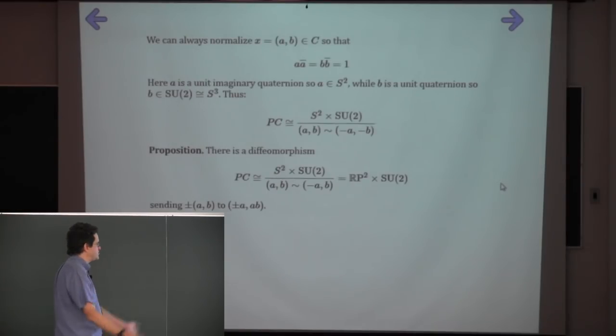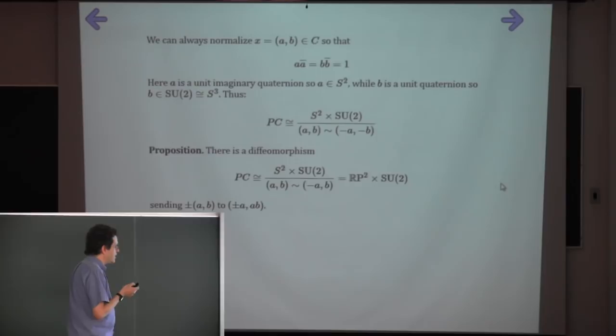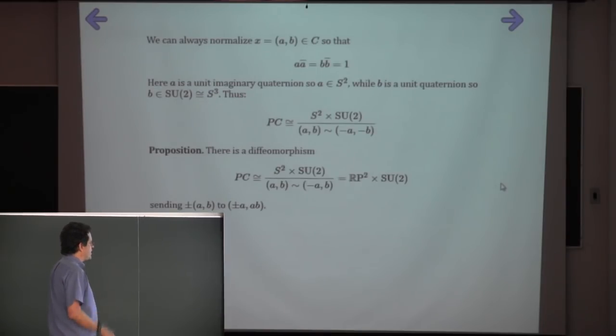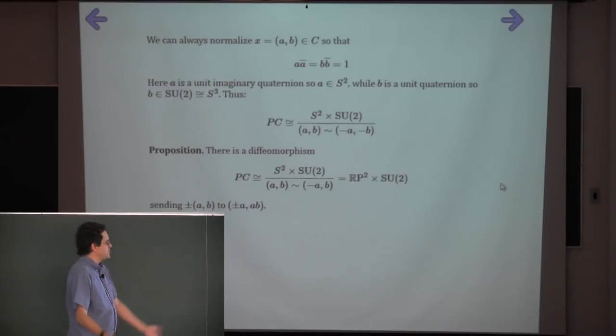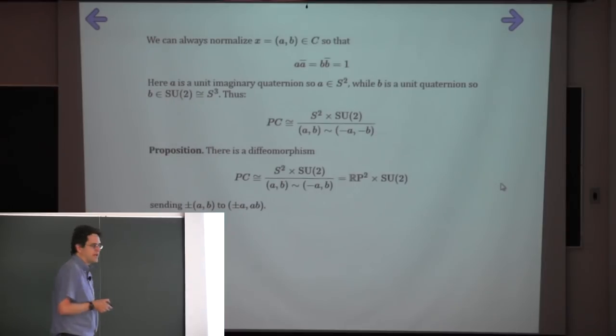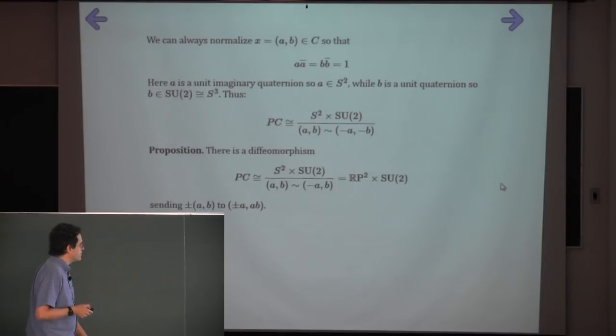Right, there's a 3-dimensional space of imaginary quaternions, while B is just any old unit quaternion, so it will be a point on the 3-sphere. In fact, you can think of the unit quaternions, because they're closed under multiplication, as a group, and it's just the group SU2, which is a 3-sphere.